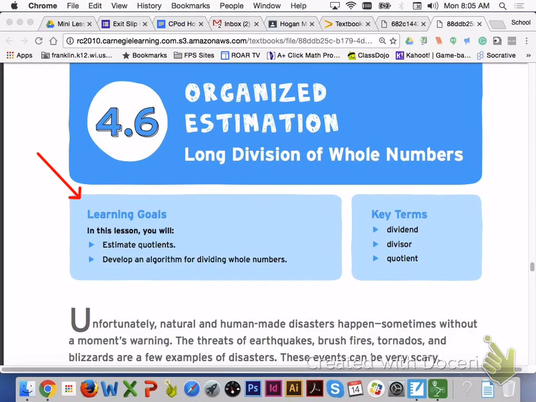Hi class, in lesson 4.6 you will be learning about long division of whole numbers. Learning targets for today: estimating with quotients, and developing an algorithm for dividing whole numbers. Key terms to look for in lesson 4.6: dividend, divisor, and quotient.